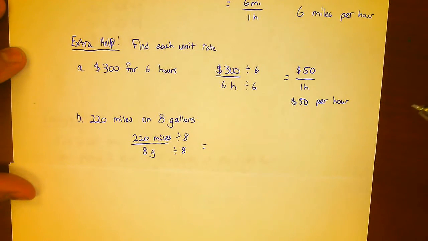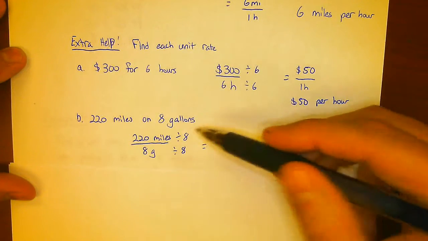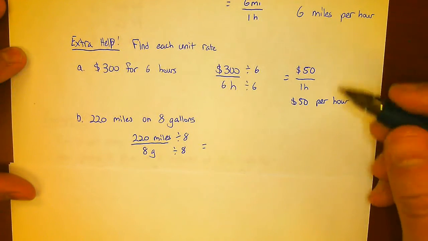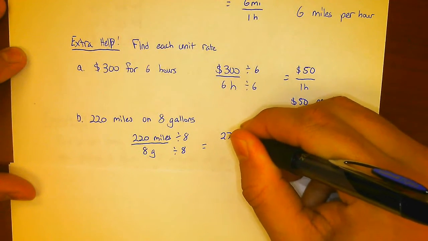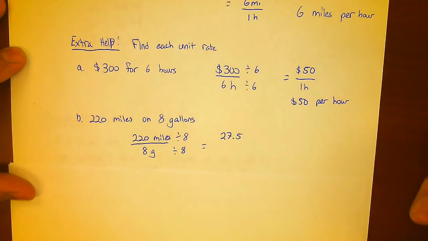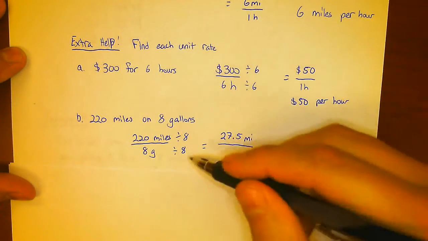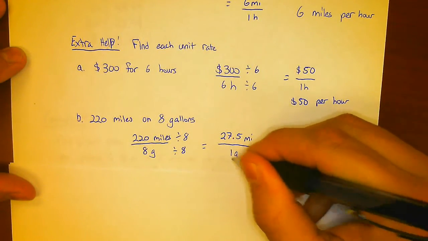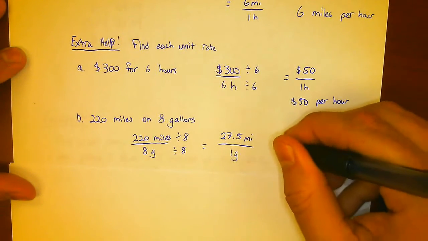Now you can do long division by hand. Some might have a calculator. 220 divided by 8 is going to be 27.5. So that's 27.5 miles that we have now. 8 divided by 8, you have 1 gallon. So your answer should be 27.5 miles per gallon.